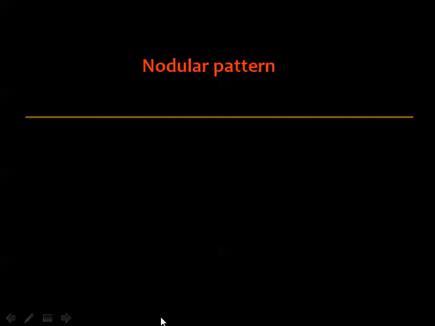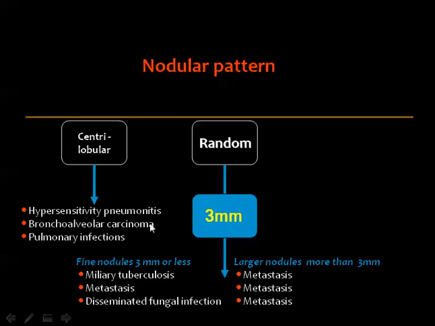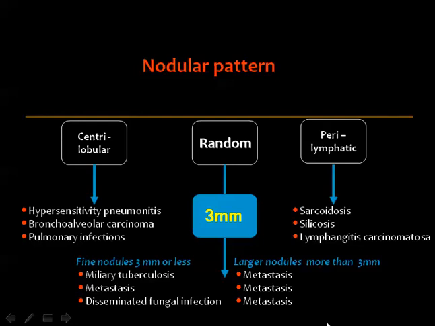Then the nodular pattern. Random distribution, according to the size. If less than 3 millimeters, consider TB. If 3 millimeters or more, consider metastasis. Okay. Centrilobular distribution: you remember hypersensitivity pneumonitis, bronchoalveolar carcinoma, and pulmonary infection. Perilymphatic distribution: sarcoid, and lymphangitis carcinomatosis.